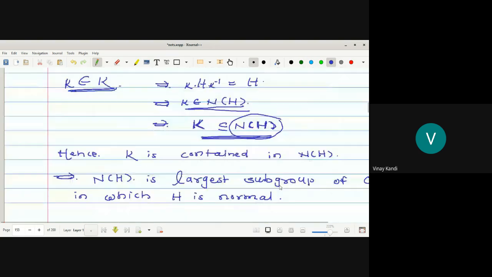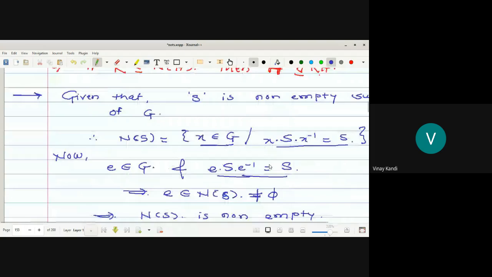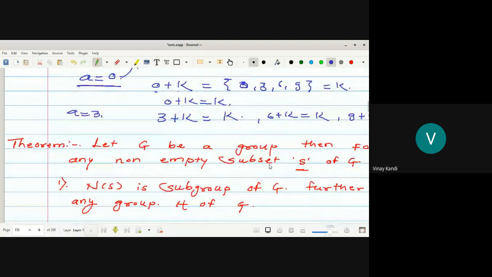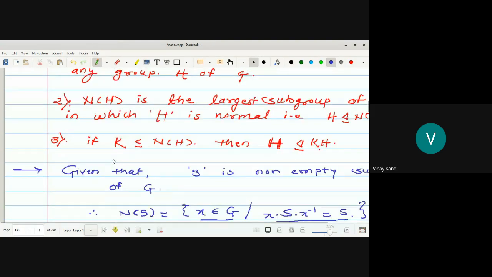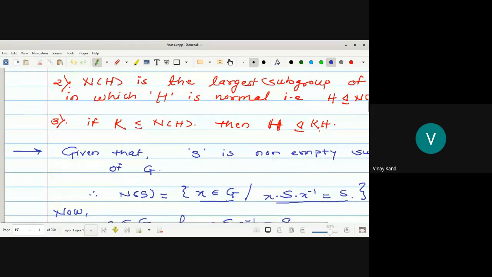So here we proved three statements. Let G be any group; for any non-empty subset S of G, the normalizer of H is a subgroup of G, and the result is true for any group. And N of H is the largest subgroup of G in which H is normal. And if K is a subgroup of N of H, then H is normal in KH. Any doubt up to here?